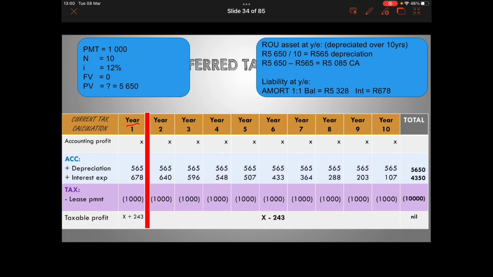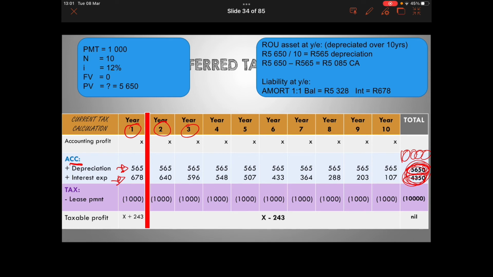Every year over the 10 years, we have to eliminate the accounting treatment, which is to add back the depreciation. And the depreciation in total, the 5650, will also be the same as the capital amount outstanding originally for my lease liability. And then the interest expense that we'll have over the 10 years for this lease liability, the 4350, when we add that 4350 in total to the 5650 total, we will see that that actually totals to 10,000 Rand. So we're adding back 10,000 over the 10 years.